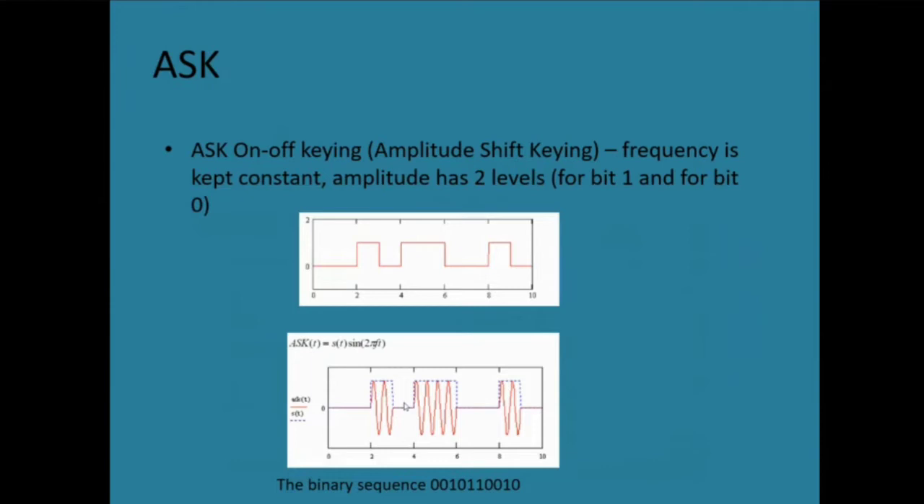Two levels. Here only the amplitude is varied, while frequency and phase are kept constant, which is the same as amplitude modulation in analog modulation technique.